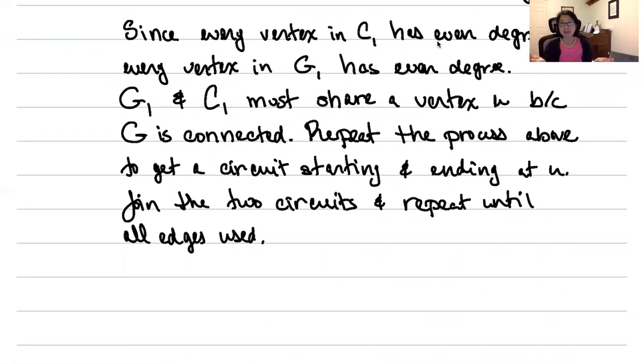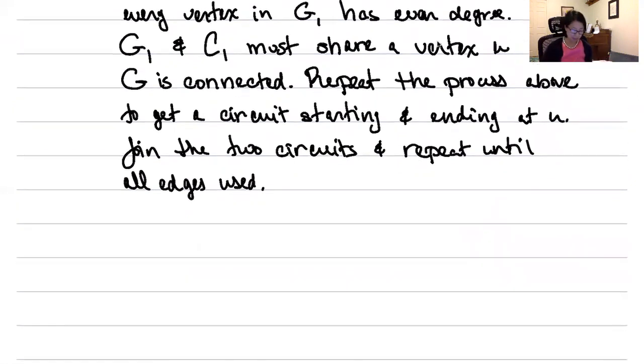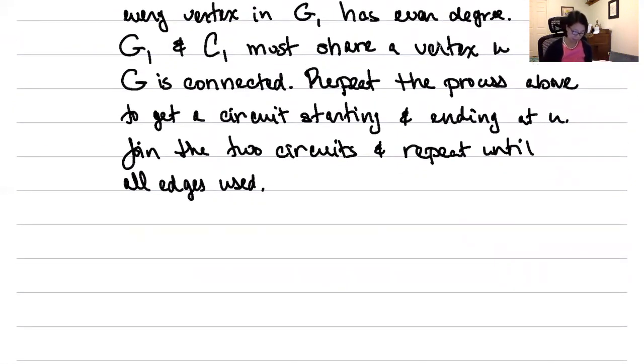And then I'm going to repeat this process. If they share a vertex U, I'm going to start at U and follow a trail until I can't follow the trail anymore, and I must come back to U. That's another circuit, and then I can join the two circuits and repeat this process. So what do I mean by this? Let's see an example of what's going on in this proof.